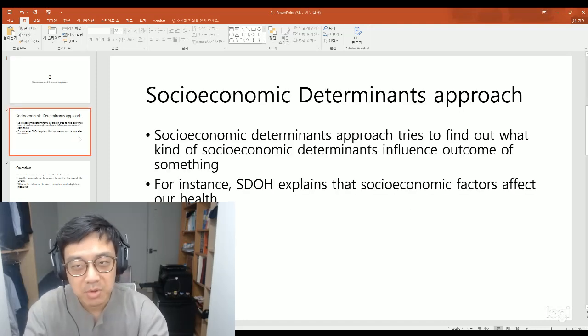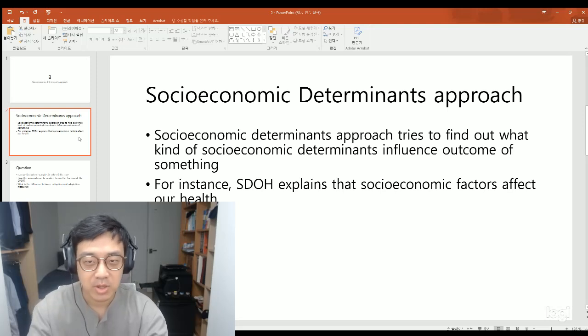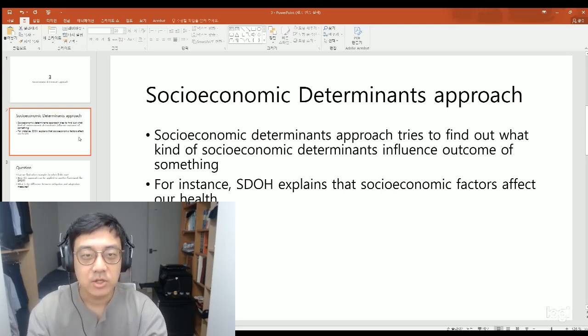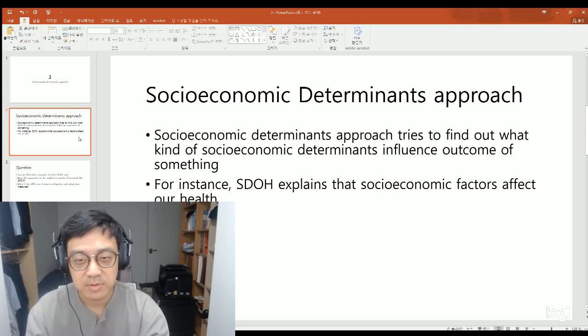So the socioeconomic determinants approach tries to find out what kinds of socioeconomic determinants influence the outcome of something. Determinants can include something like race, ethnicity, socioeconomic status, and so on. And for instance, SDOH, socioeconomic determinants of health, explains that socioeconomic factors affect our health.